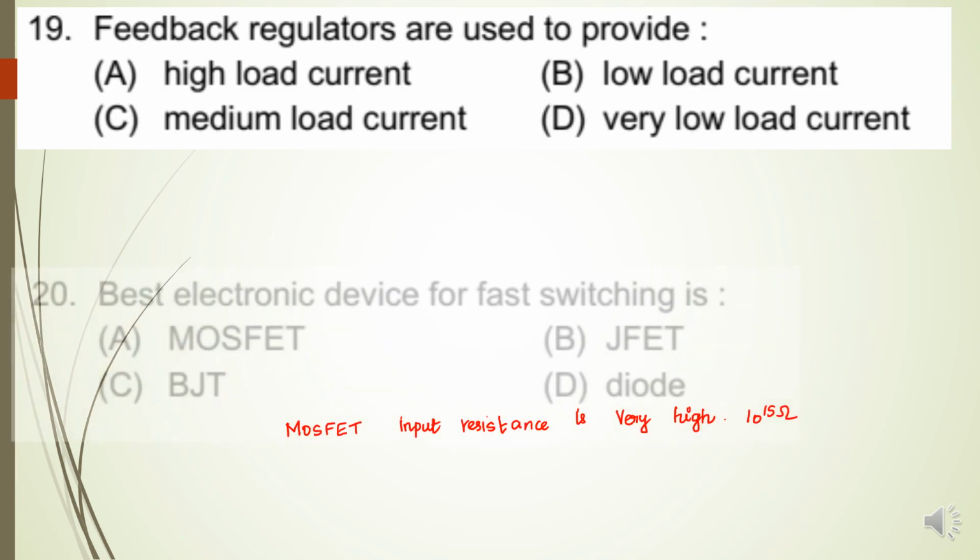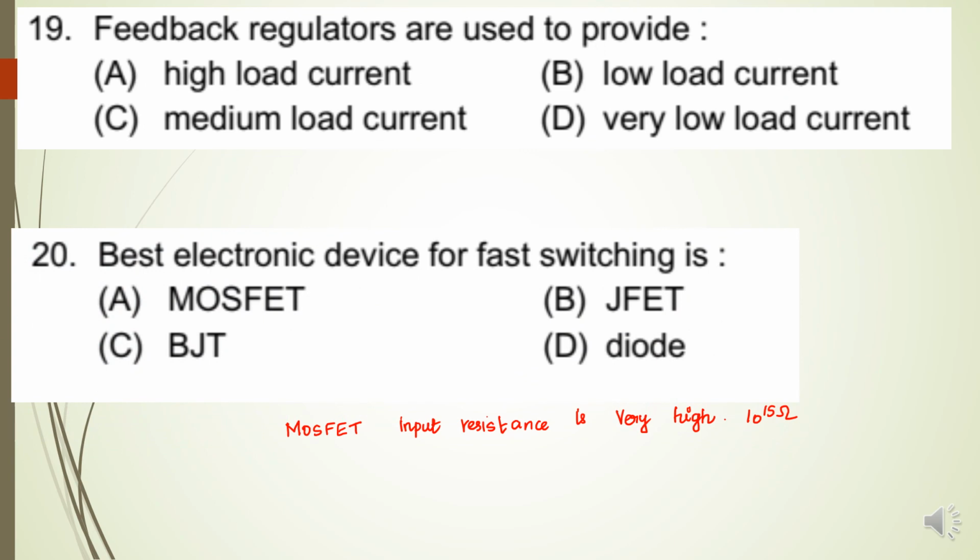Question 19. Feedback regulators are used to provide: high load current, low load current, medium load current, or very low load current. The answer is option A, that is high load current.